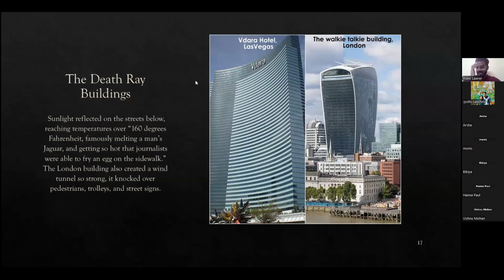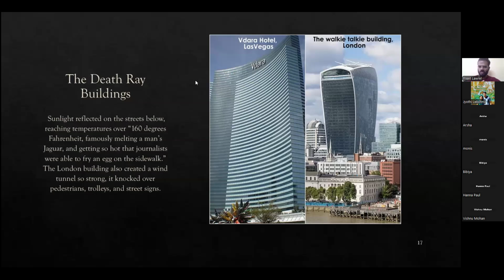So this is something that these people did not foresee. Once they glazed the whole structure, there was a swimming pool in front of the Las Vegas hotel. The water became so hot that nobody could go near it. And in London, somebody actually parked his pricey Jaguar in front of the Walkie Talkie building. It was a normal sunny day by London's standards. And the car actually melted. All the sunlight got focused on the roof of this Jaguar and the roof melted.